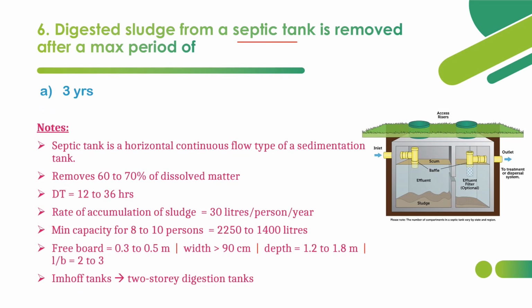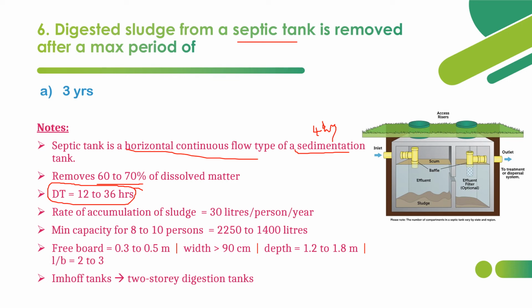Now let's see more about septic tank. What is basically a septic tank? It is basically a sedimentation tank having horizontal continuous flow. Septic tank removes 60 to 70% of dissolved matter and it has detention period of 24 hours or the range of 12 to 36 hours. This is the basic difference between ordinary sedimentation tank and a septic tank. In ordinary sedimentation tank, detention time shall be 4 hours to 8 hours only. But in case of septic tank, detention time is around 12 to 36 hours or basically 24 hours.